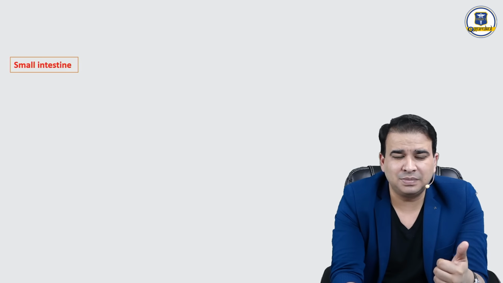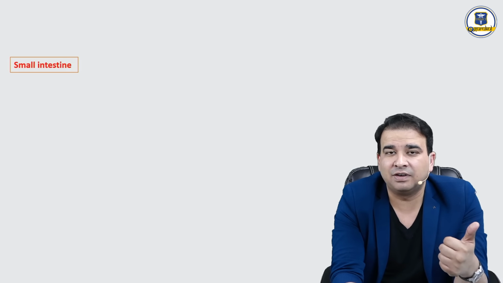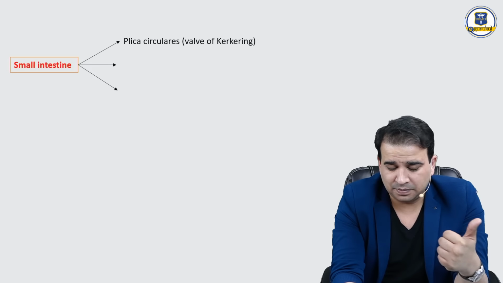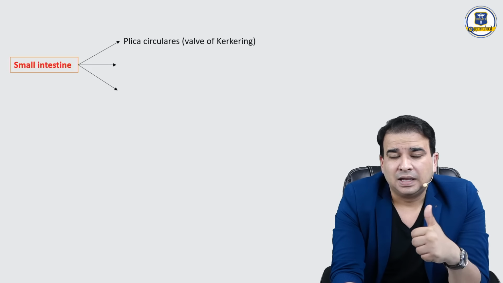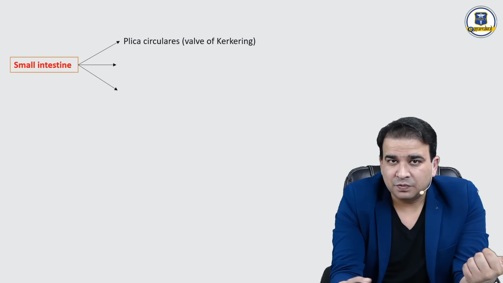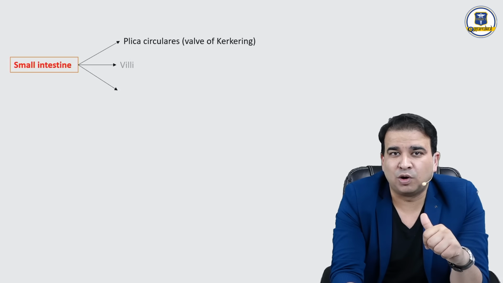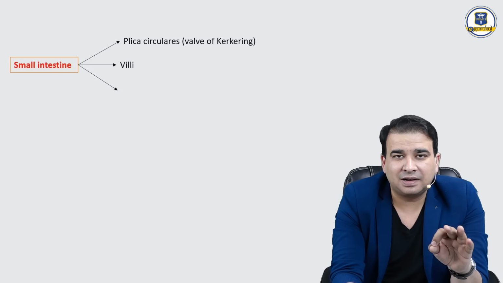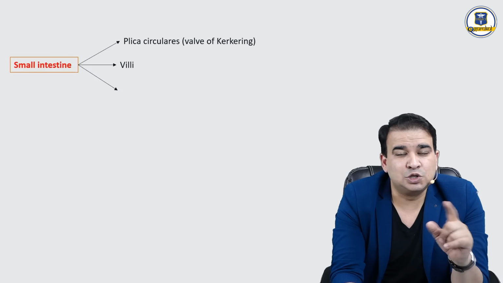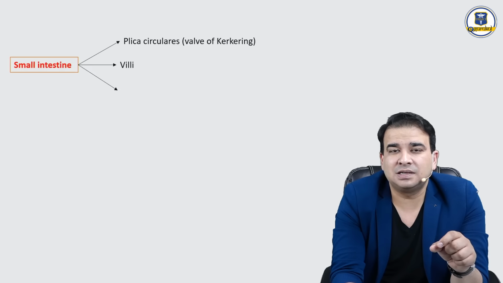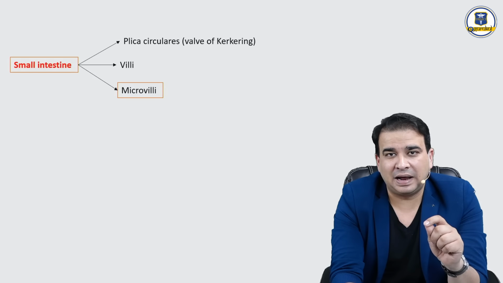One of them is the presence of the valves of Kerckring, also called the plica circularis. Then we have the villi, which is again a big factor for increasing the surface of the small intestine. But the main amplification is not by the plica or by the villi, it is by the apical surface of the cell bearing microvilli.